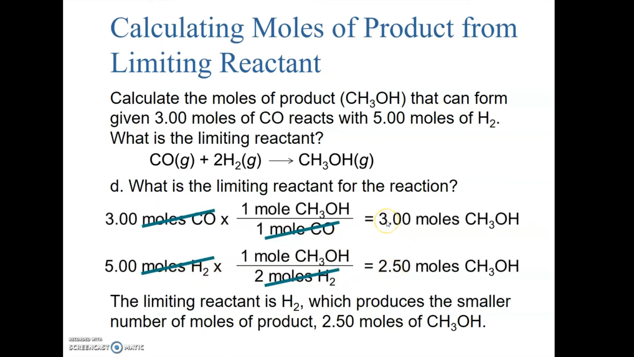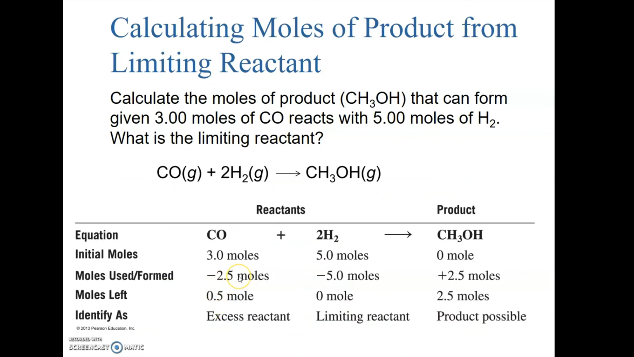After we do our calculation, we find out that the number that is produced from hydrogen is smaller than the number that was produced from carbon monoxide. Therefore, hydrogen is our limiting reactant because it produced the smaller number of moles of CH3OH. From now on, we can only use this number to do any other calculations for this problem if required.